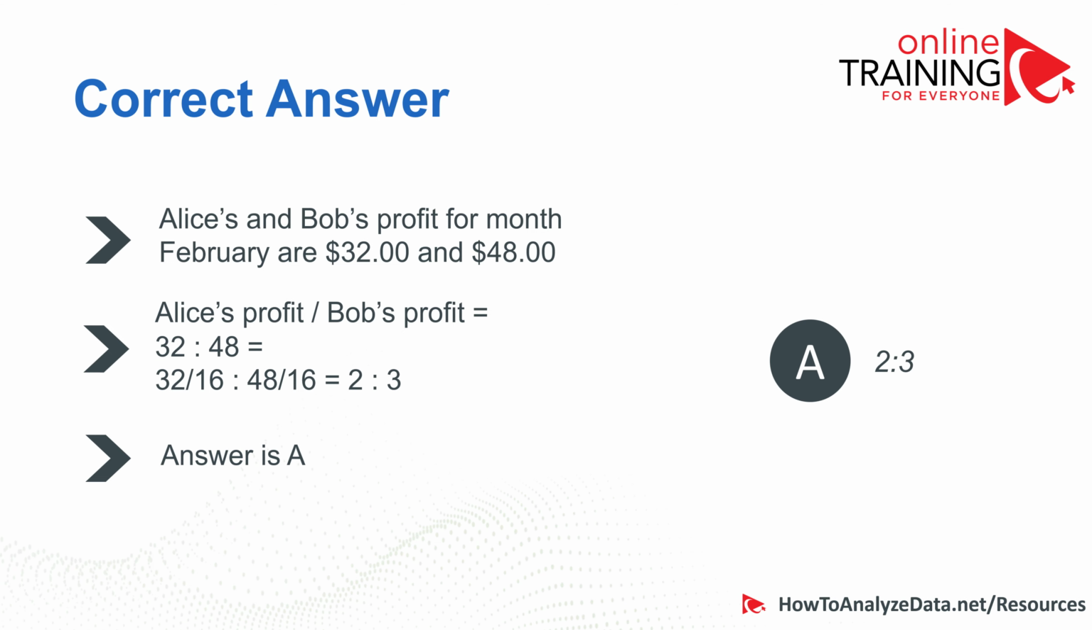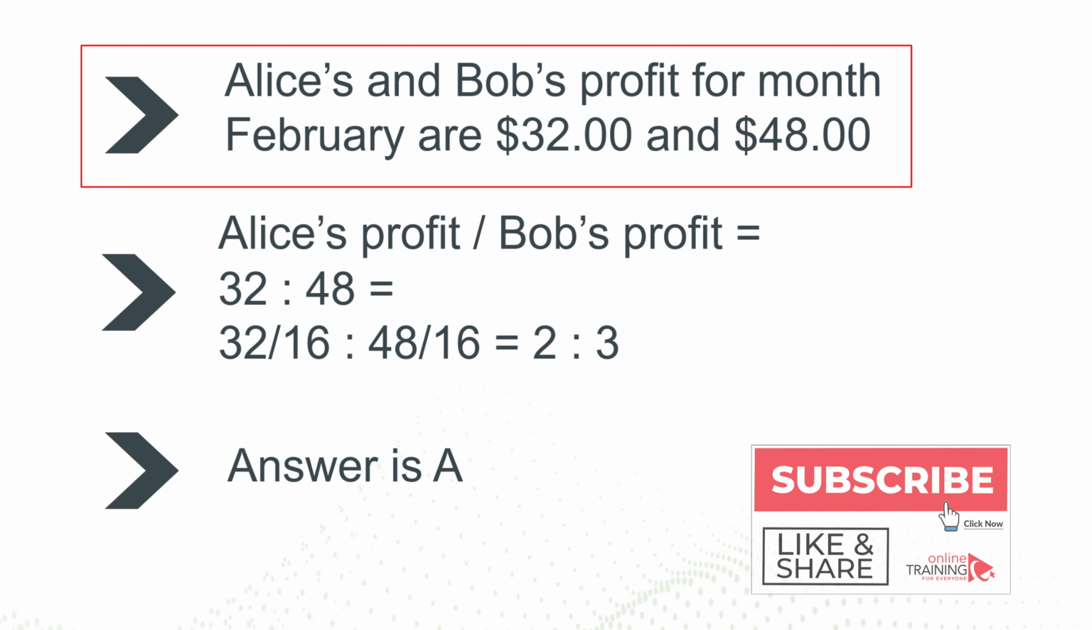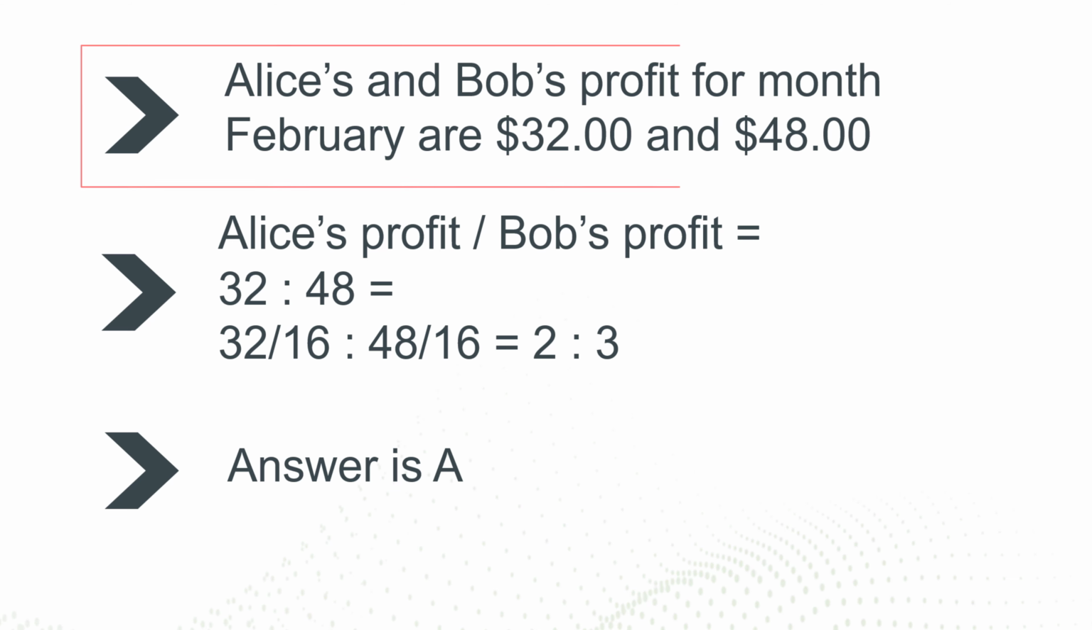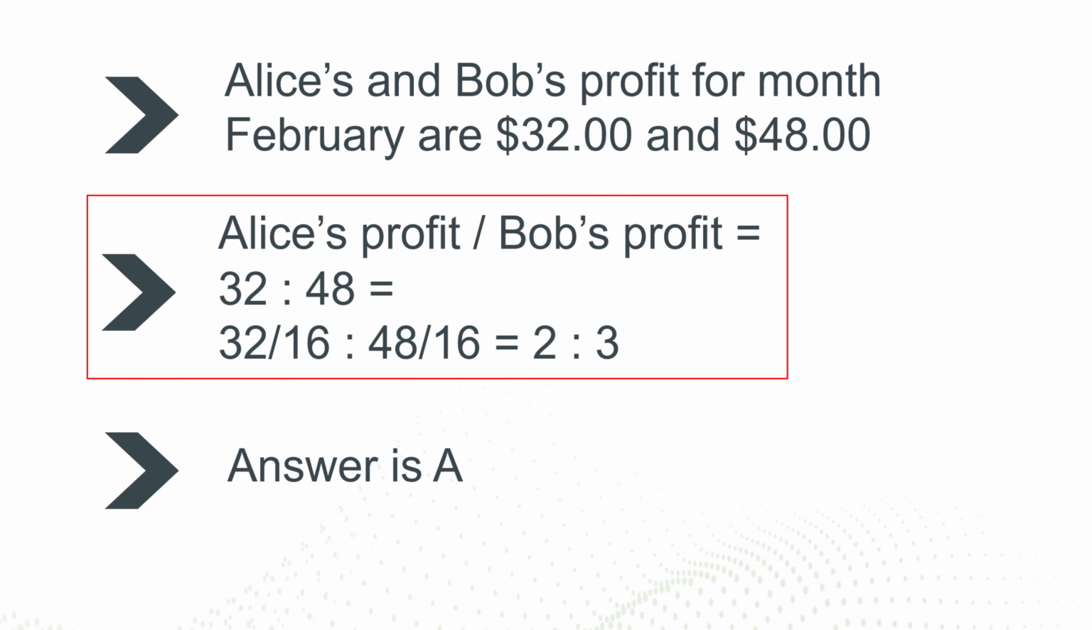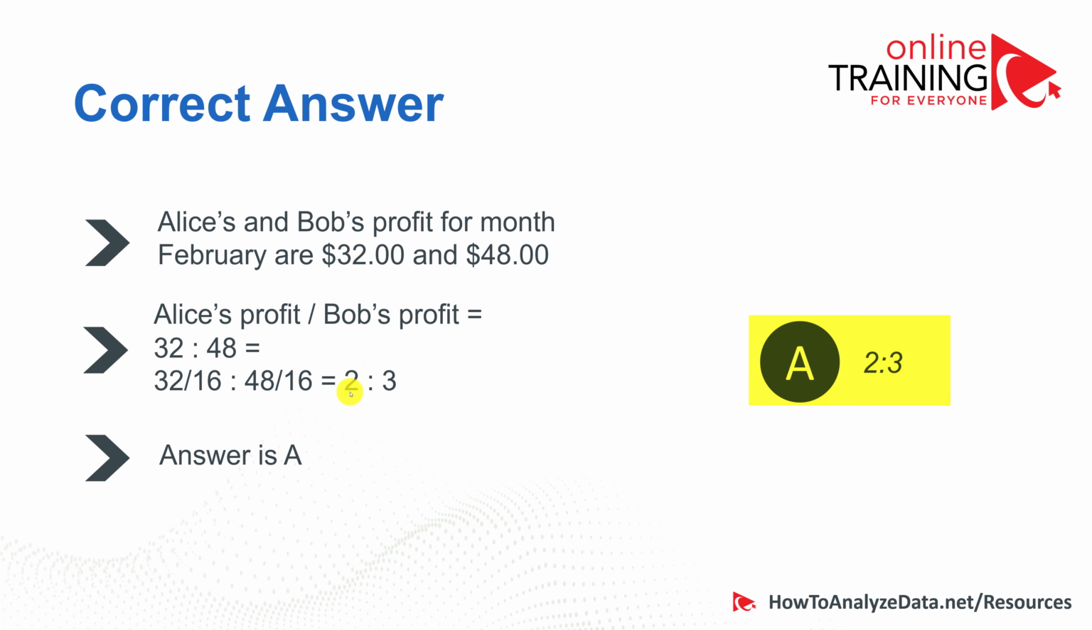Let's see how you can get to the right answer here. First, you need to identify Alice's and Bob's profit for the month of February, which is represented by amounts of $32 and $48. So the ratio of Alice's profit to Bob's profit is 32 to 48, which is equivalent to 32/16 to 48/16, which is equivalent to 2:3. So the correct choice here is choice A, 2:3.